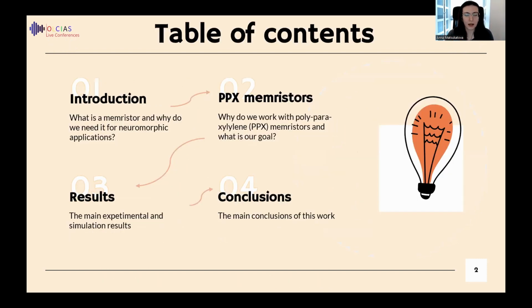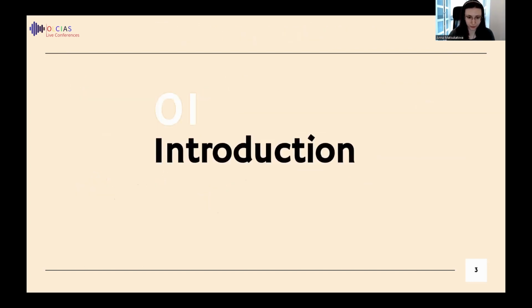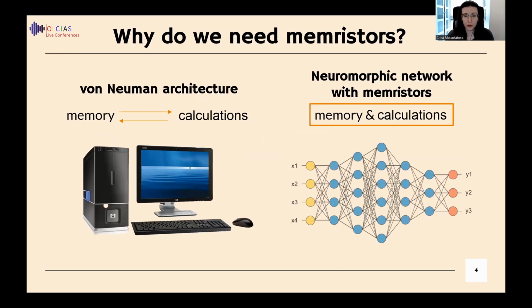Okay, let's start. So first of all, this is what I'll be talking about. First, there will be a quick introduction: what is a memristor, and why do we need it? Then I'll talk about the memristors with which we are working right now, parallel memristors. Then I'll show some results and conclude my talk. So first, why do we actually need memristors?